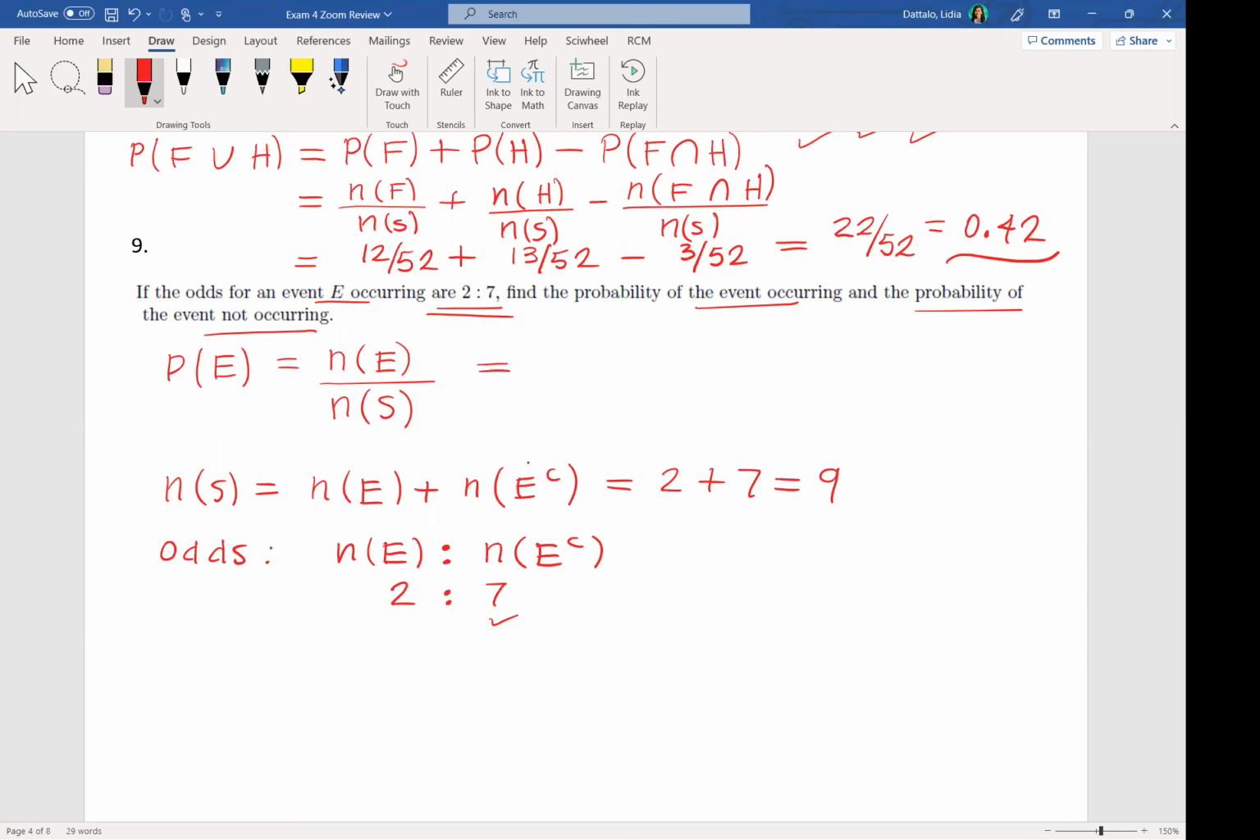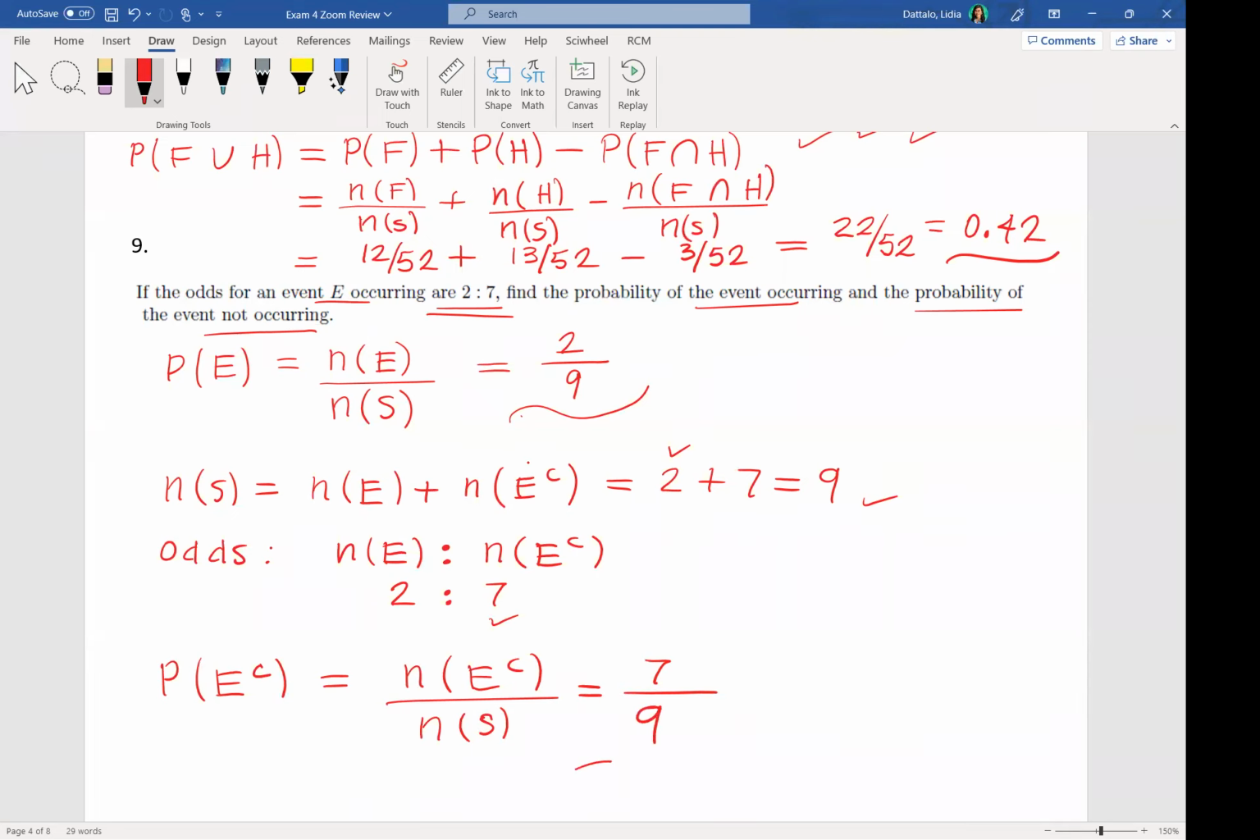So now coming back here, the probability that the event E can occur is the number of ways of E, which is 2, divided by the total space, which is 9. And that's your answer. Now the probability that this event does not occur is the complement, which is the number of ways that the complement occurs divided by the total space. Well, if 2 is the number of ways that E can occur, 7 would be the number of ways that it doesn't occur, divided by 9.